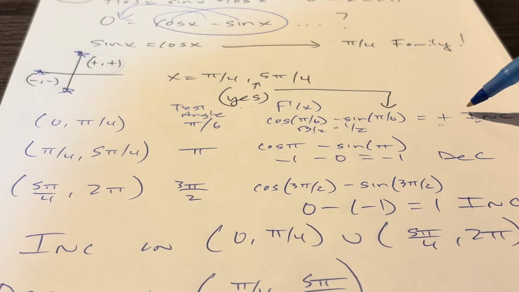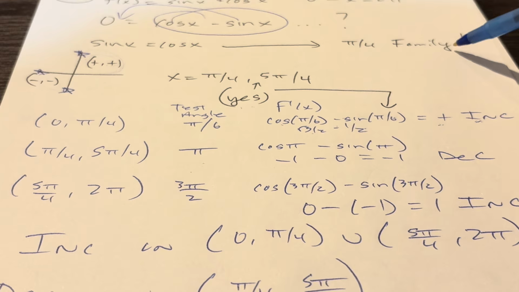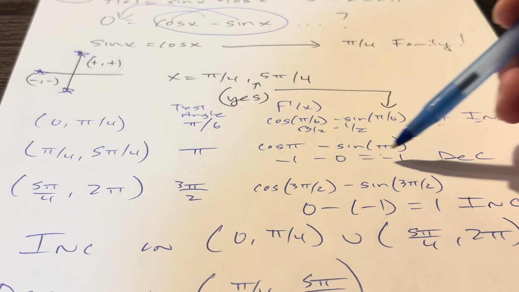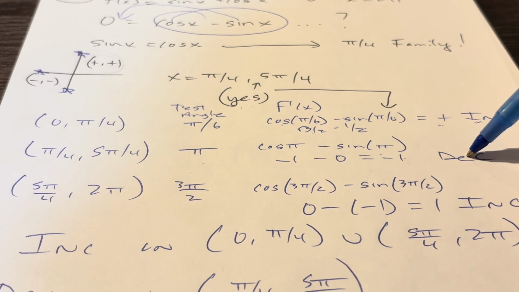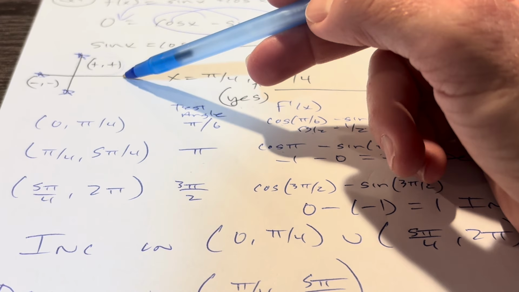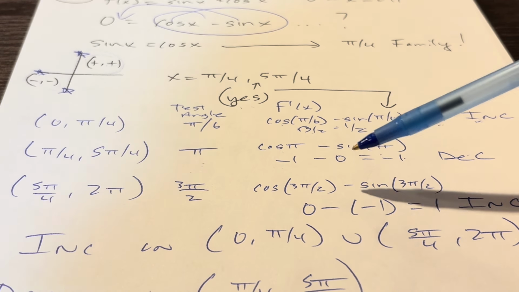And what's a good one to use for pi/4 to 5 pi/4? Pi. Pi is great because it's on an axis. Cosine of pi minus sine of pi, you got -1 minus 0, which is -1. It's decreasing. And then what's a good one to use for 5 pi/4 to 2 pi? Right here, 3 pi/2, the y-axis, south.